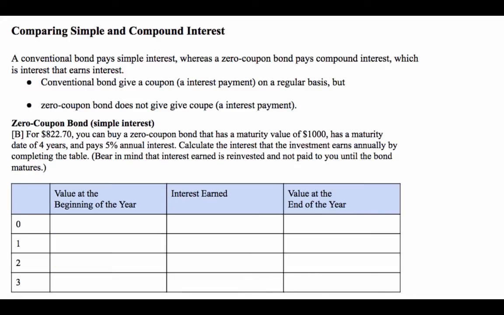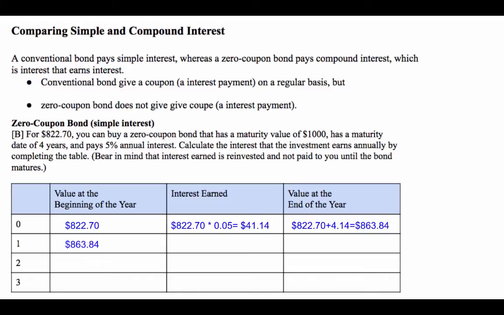The second type is a zero coupon bond, where you put in $822.70. Let's say its maturity date is 4 years and it pays 5% annual interest. You begin with $822.70. The interest earned is you multiply by 0.05. You get $41.14, but you don't get that. It just stays in its nest, and you add it to what you have. You now have $863.84 at the end of the first year.